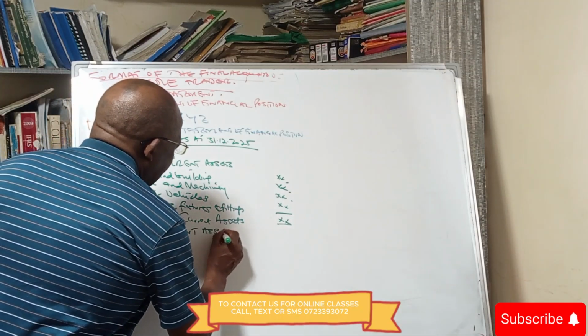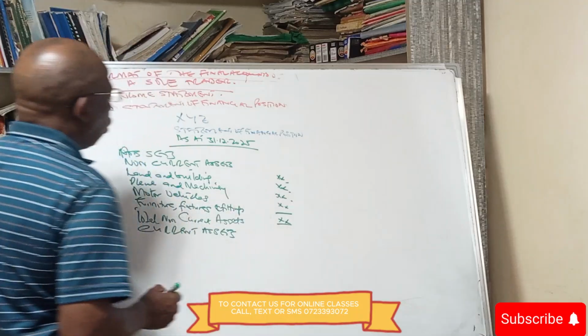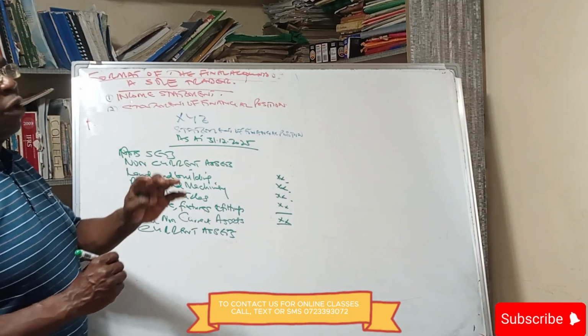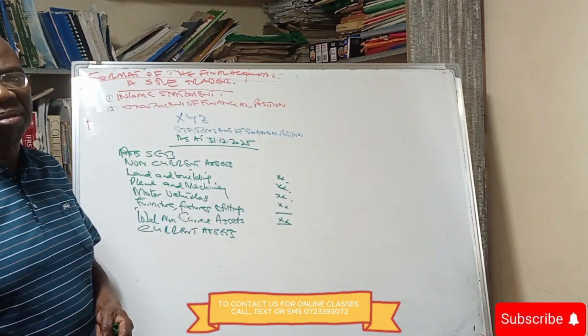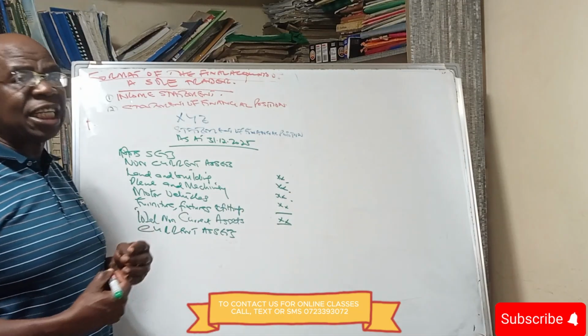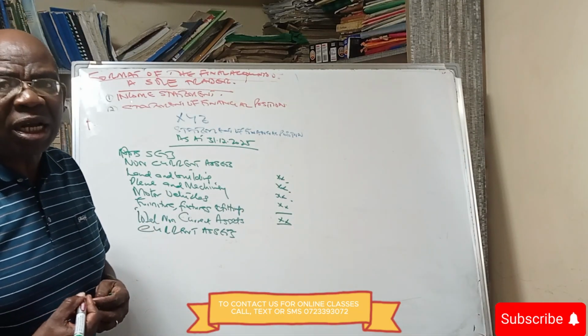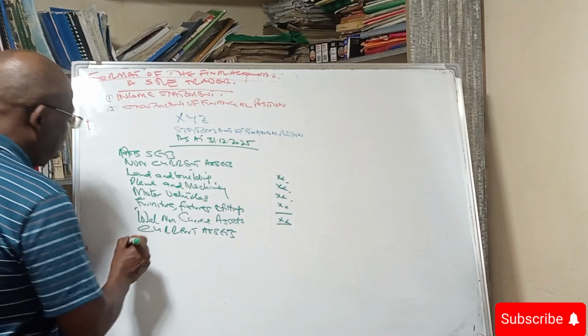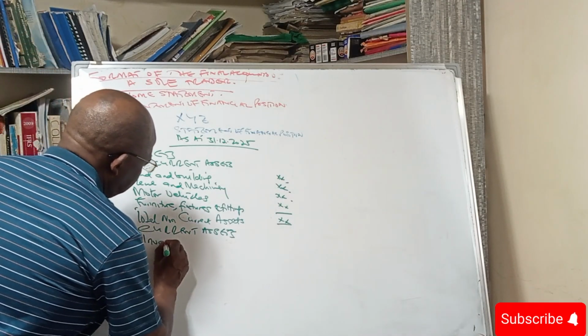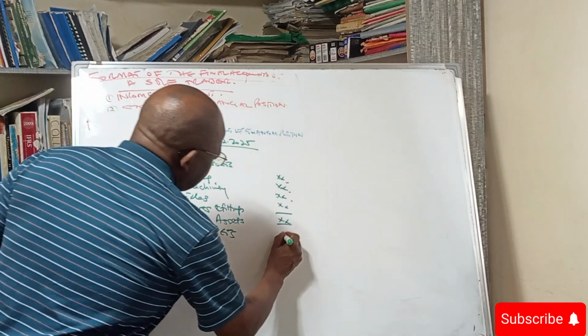Current assets. Non-current assets are assets which will stay more than 1 year in the firm. Current assets are the assets which stay less than 1 year in the firm. And we start with inventory.